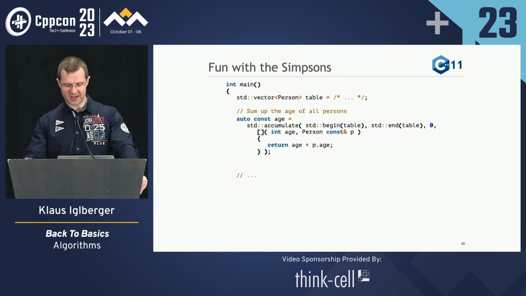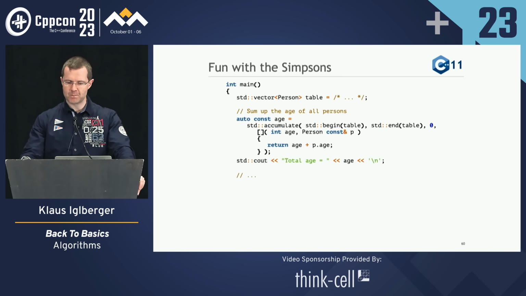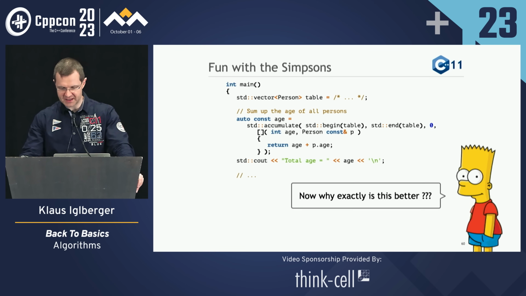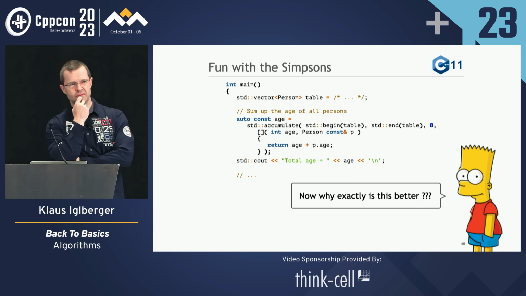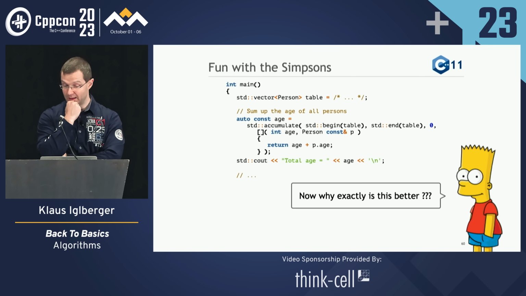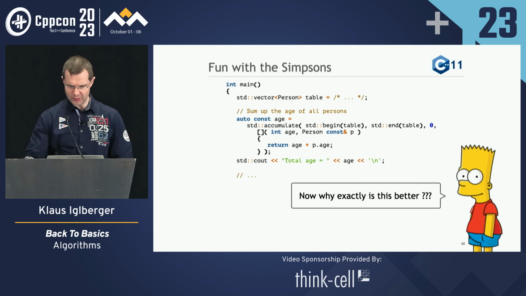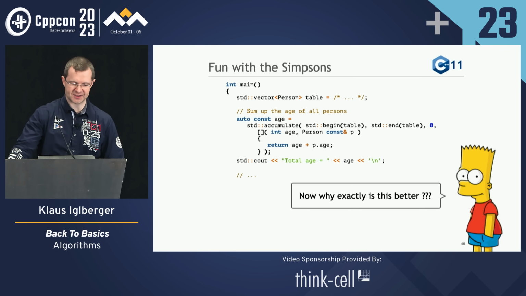Great. And this is what we could print, of course. So this works. But now, of course, the skeptic part is like, how exactly is this better? The for loop was simpler, right? It was less code. And this is definitely something that you will hear a lot when you start to use algorithms. How is this really better? However, there is a pretty strong argument in this case.